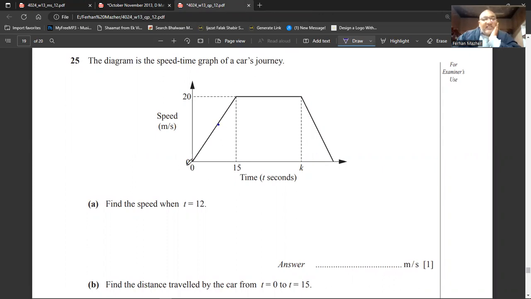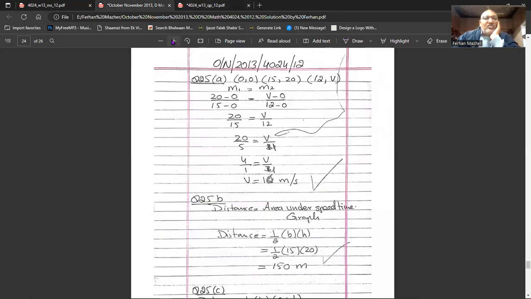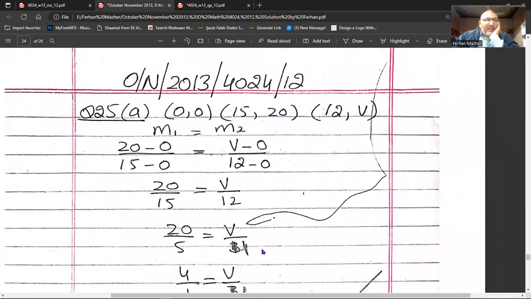So take this point, that is 0, 0. Take this point, that is 12, v. I don't know what the speed will be, 12, v. And take this point, that will be 15, 20. Find the gradient of this and this, and both the gradients will be equal to each other. This is the technique by which I am going to solve this question. Okay, so here we go.